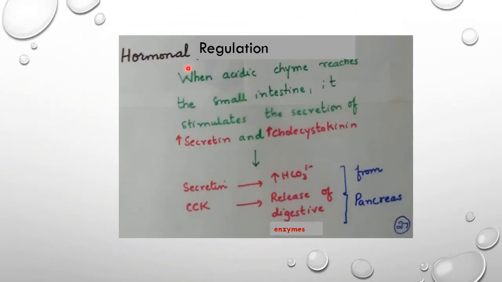Hormonal regulation of pancreatic juice secretion. As we have seen earlier, whenever acidic chyme reaches the duodenum, it results in the stimulation of secretion of two important hormones, secretin and cholecystokinin. Secretin basically stimulates the production of bicarbonate ions, while cholecystokinin is involved in the release of digestive enzymes.